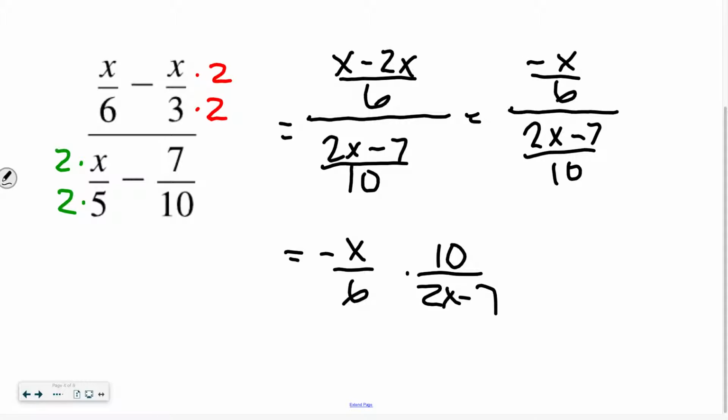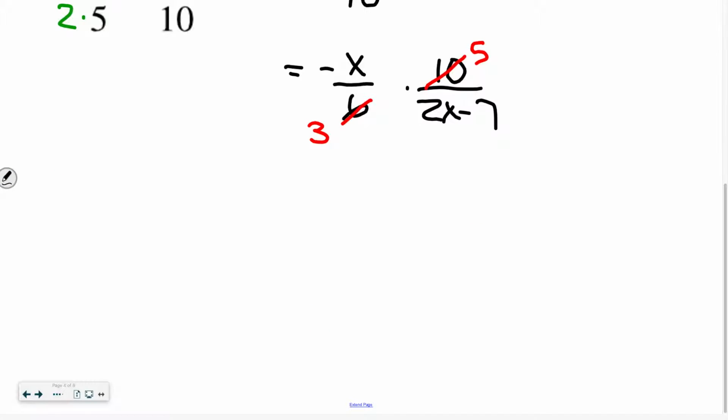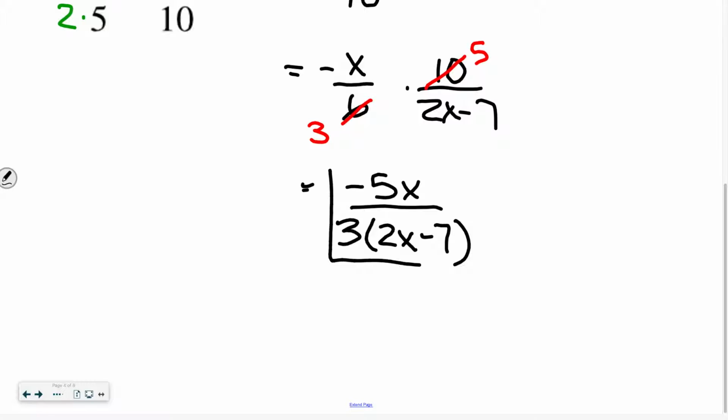I could multiply across, but before I multiply, I always check to see if anything could cancel, or factor or cancel. I can't factor any of those things, but can I cancel anything? Can't cancel the x's. This is a term, not a factor. The 10 and the 6 have a common factor of 2. So this is really 3 and this is 5. Okay, so that's negative 5x over 3 times 2x minus 7.